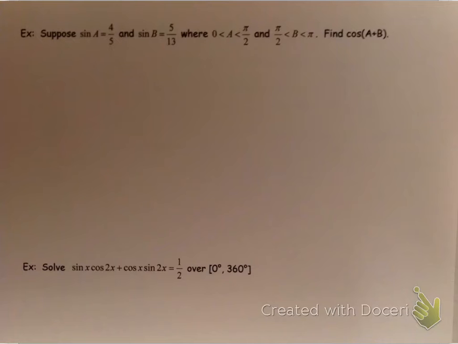I want you to notice first what we are being asked to evaluate. We want to be evaluating cosine of angle A plus angle B. So I'm going to write out that identity because I need to know what it is that I need. Cosine of A plus B says that I need cosine of A, cosine of B, minus sine of A, sine of B.